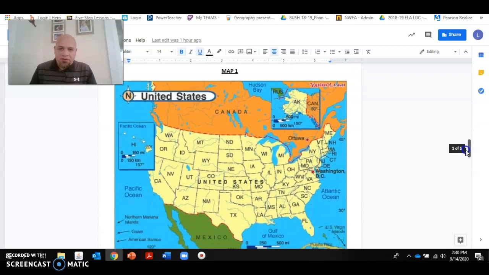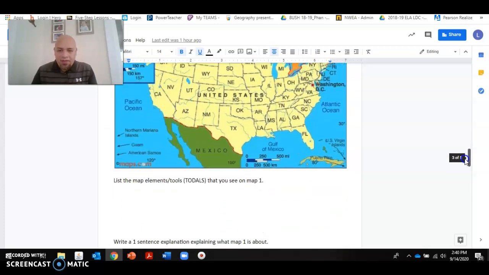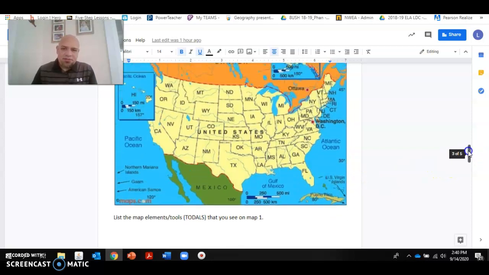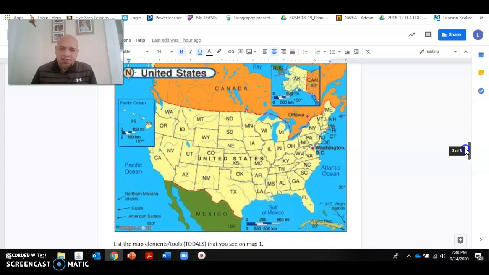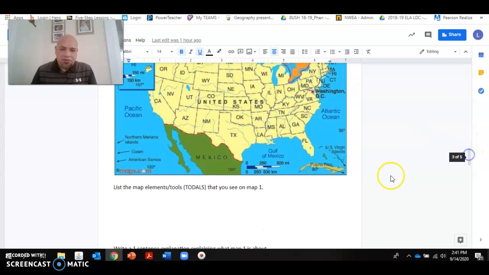And then what you're going to do, you're going to look at each map. Okay, look at map 1. And the first question says, list the map elements or TODALS that you see on map 1. So let's kind of go through this. In map 1, do we see a title? Yeah, right here, right? So you're going to write down that we see a title. Okay.